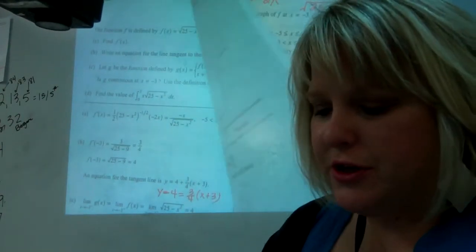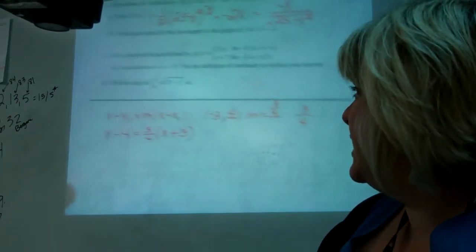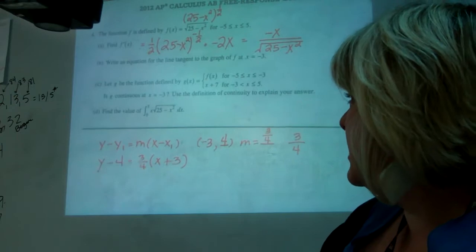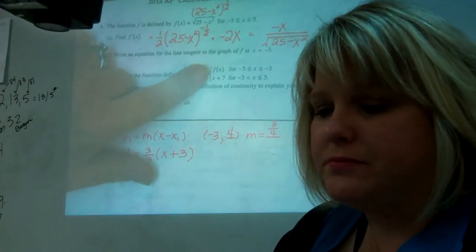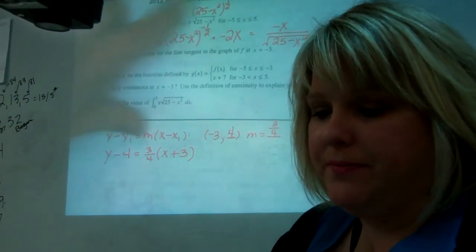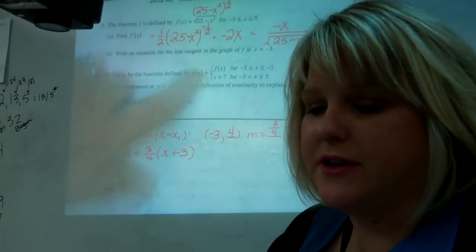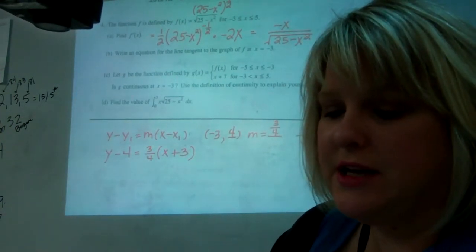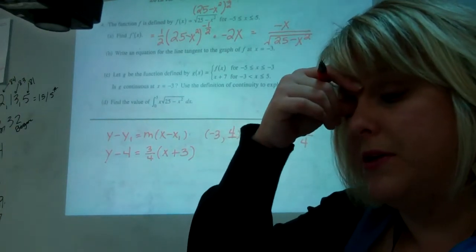As long as you use whatever slope you found. Okay. Part C, let g be the function defined by a piecewise function. The first piece goes from -5 to -3 using this function, and then the second piece goes from -3 to +5 using this function. Is g continuous at x equals -3? Use the definition of continuity to explain your answer.